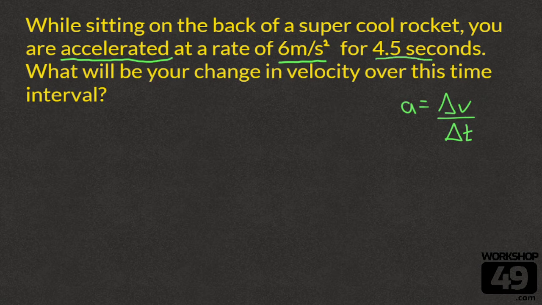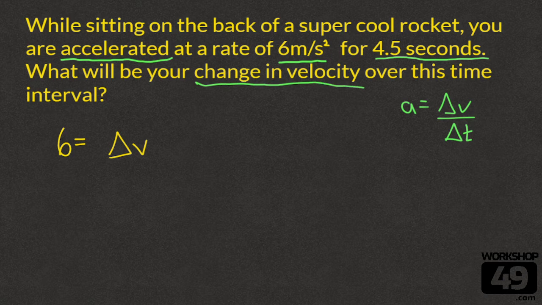For 4.5 seconds. That's our time interval. What will be your change in velocity over this time interval? Let's write down what we know. We know our acceleration, that's 6. 6 equals our delta v, that's our change in velocity, which is what we've been asked to solve. This is divided by our change in time, in this case, 4.5 seconds.